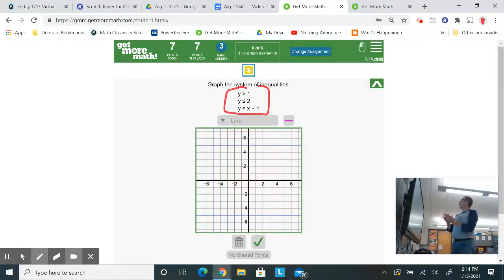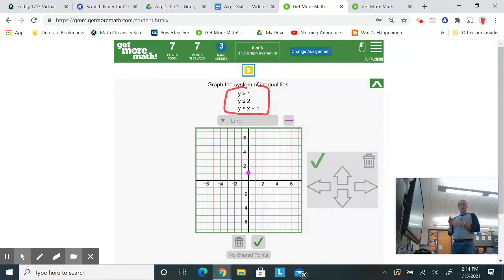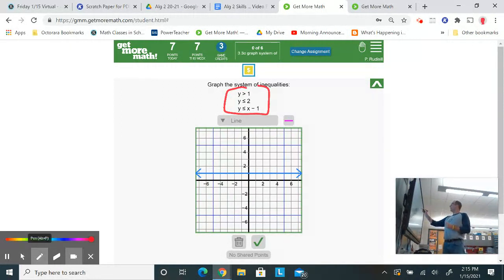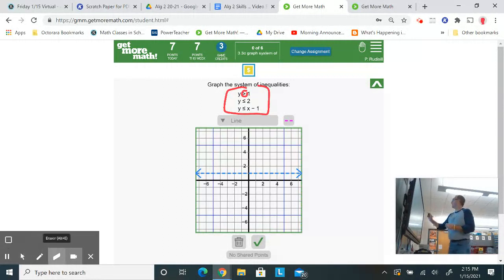Let's graph the first one, y equals 1. We have a y-intercept of 1, and I need one other ordered pair where y equals 1. How about 4, 1? It's going to be a horizontal line. However, notice it's just a greater than sign, no equal, so we need to make sure that boundary line is a dotted line, because those ordered pairs have a y that equals 1. All right, so let me clear that.